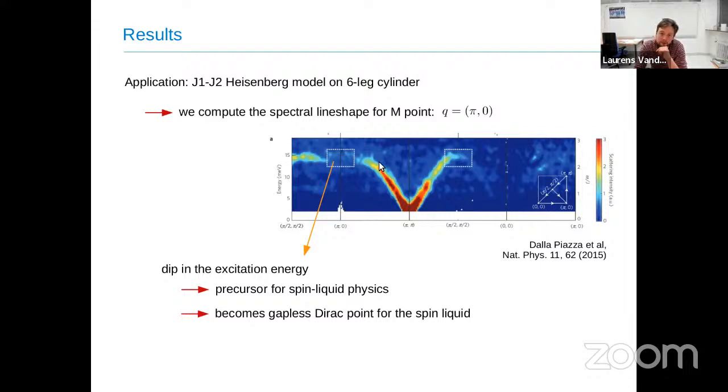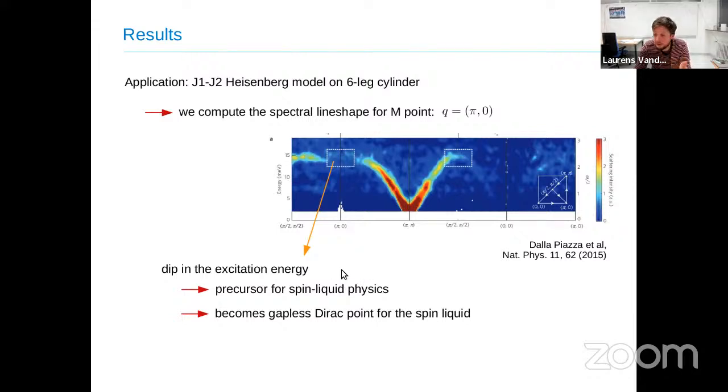And they observed that there is some kind of weird thing happening to the spectrum at this point in the Brillouin zone. There's some kind of dip in excitation energy. Well, there have been different proposals of explaining this, but one proposal was that this is somehow some kind of precursor of spin liquid physics that you already see. This experiment is for just the nearest neighbor Heisenberg model essentially.